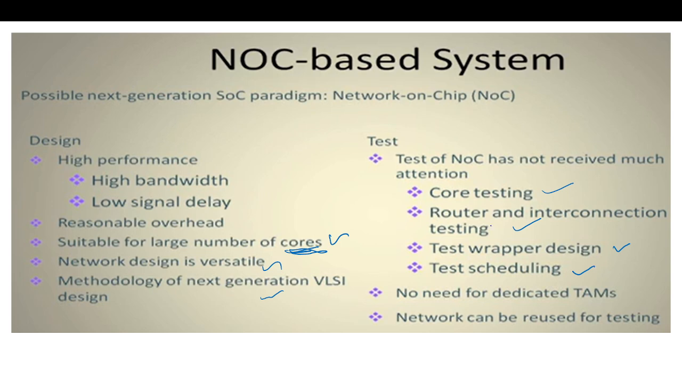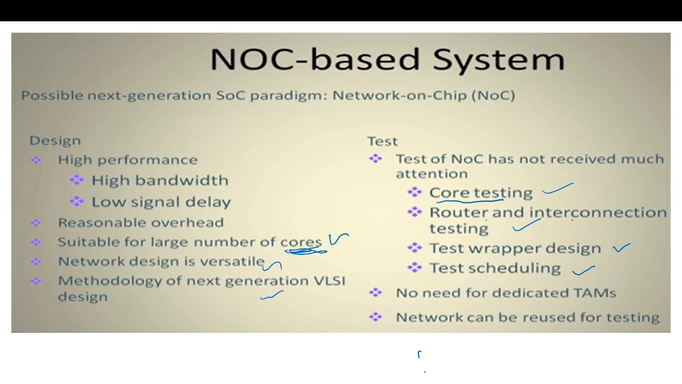Previously we were doing only the core testing, but now we have to test the router plus the interconnect. And there is no need for dedicated TAMs. We will use the existing network, because with NOC we are already adding extra overhead, and the network can be used for testing.